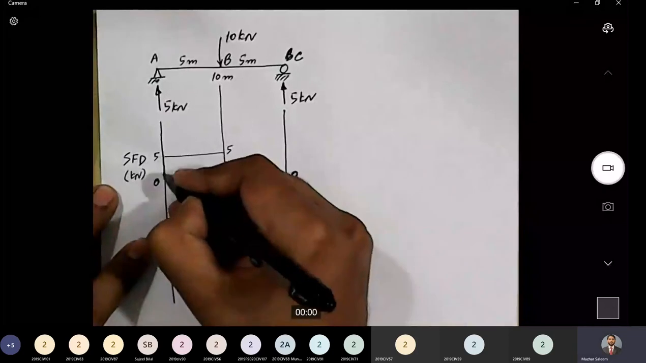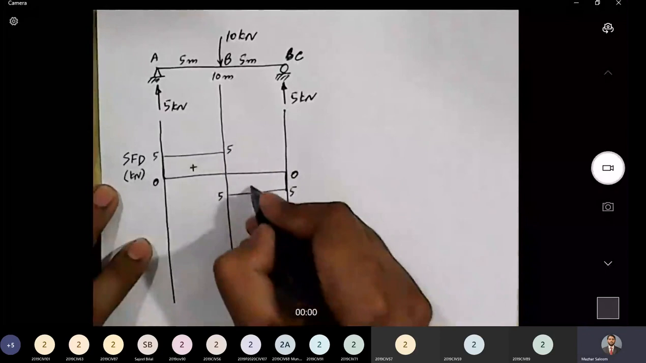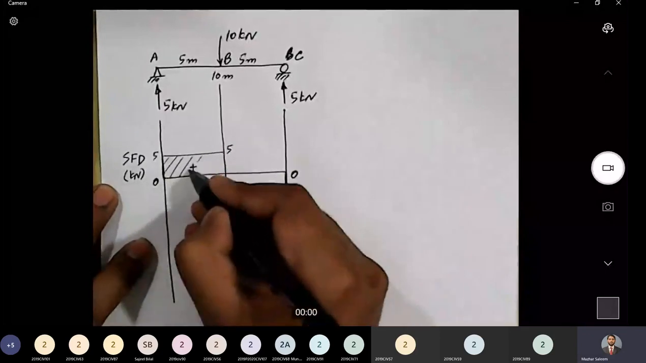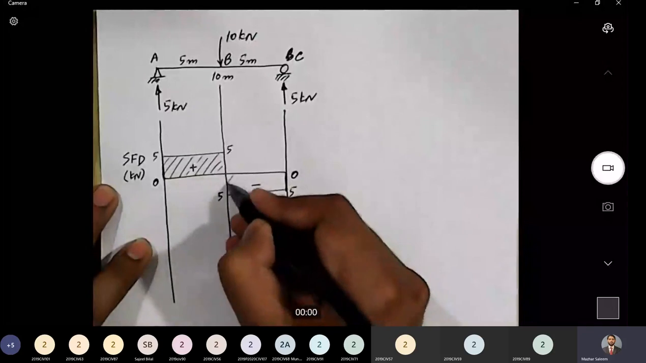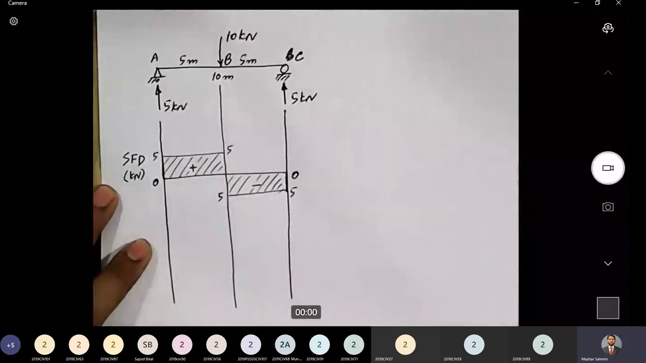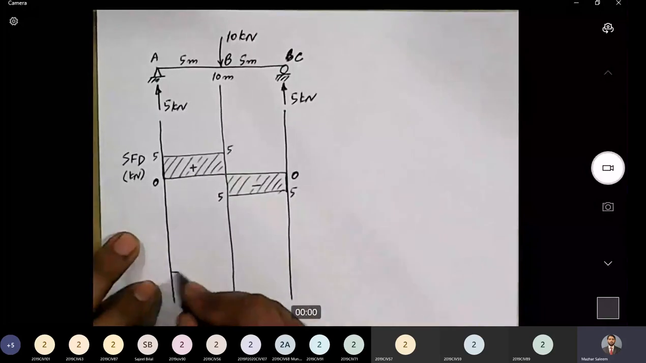Similarly, we have a 5 kilonewton reaction here. So this part of the shear force diagram is positive and this part is negative. This is the shear force diagram for the simply supported beam. Now let's draw the bending moment diagram.